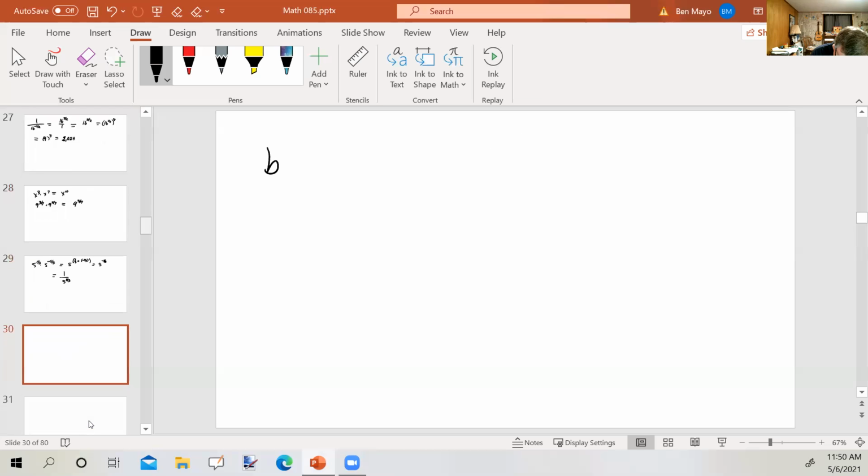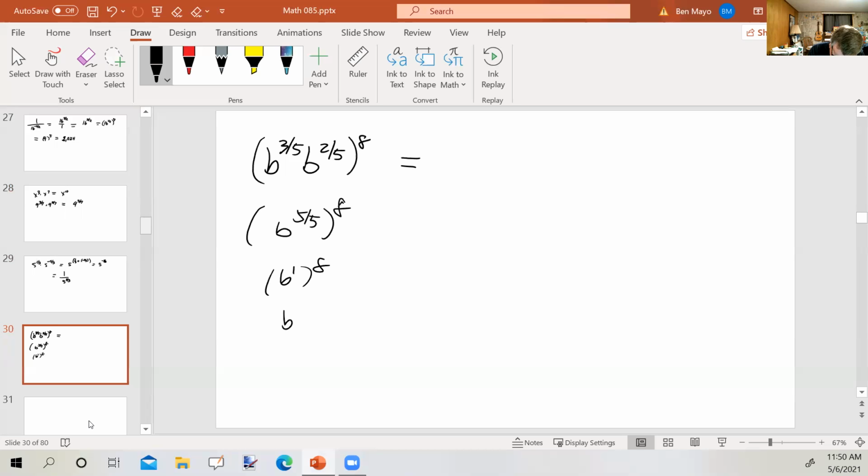Okay, let's say we've got b to the 3/5 times b to the 2/5, all raised to the 8th power. Well, I can simplify inside the grouping symbol first. b to the 3/5 times b to the 2/5 is b to the 5/5, which is b to the 1, which is b. So I end up with b on the inside to the 8th power, which is just b to the 8th power.